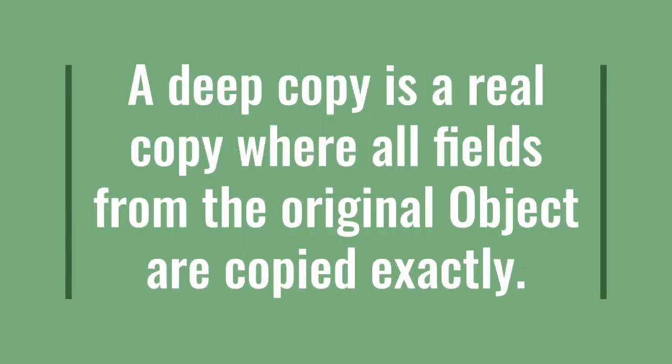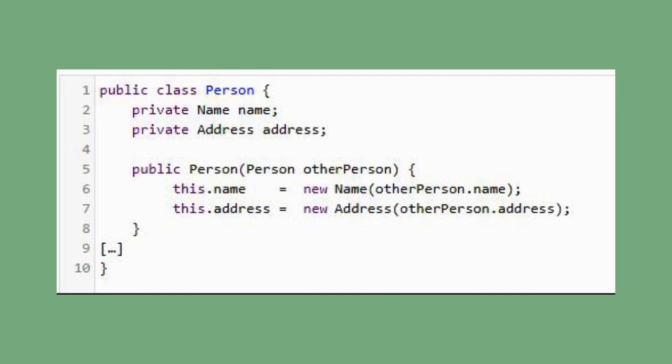A deep copy is a real copy where all fields from the original object are copied exactly. The benefit of this is that the deep copy is a fully independent copy of another object. In this code, it shows how a deep copy works. So instead of assigning the value of the reference object this.name to the other Person, we are creating a new Name object. We are doing the same thing here with the Address.